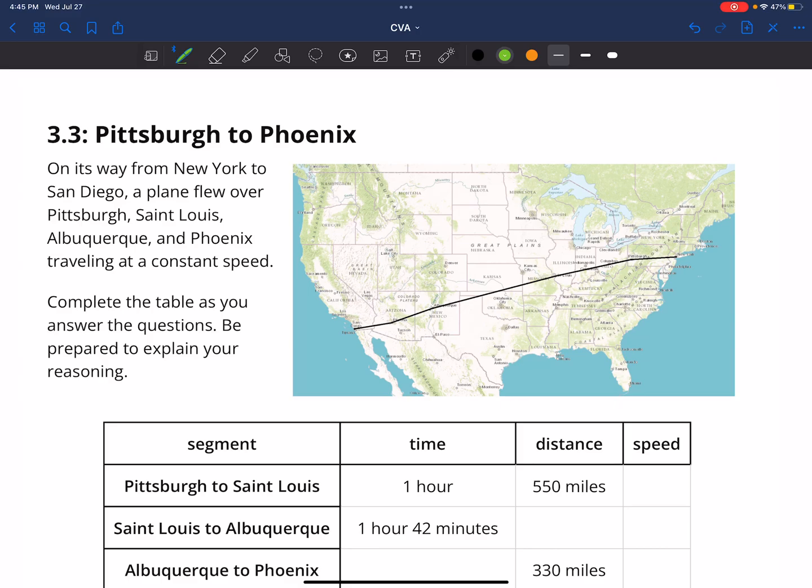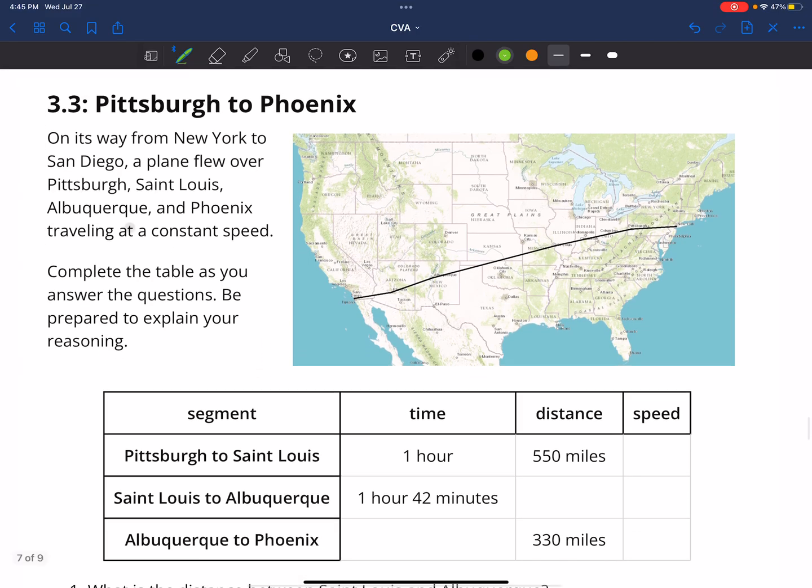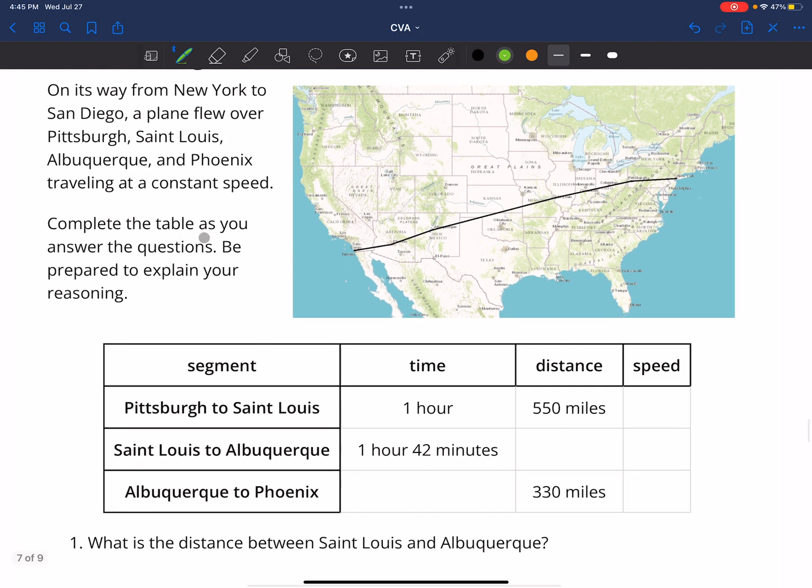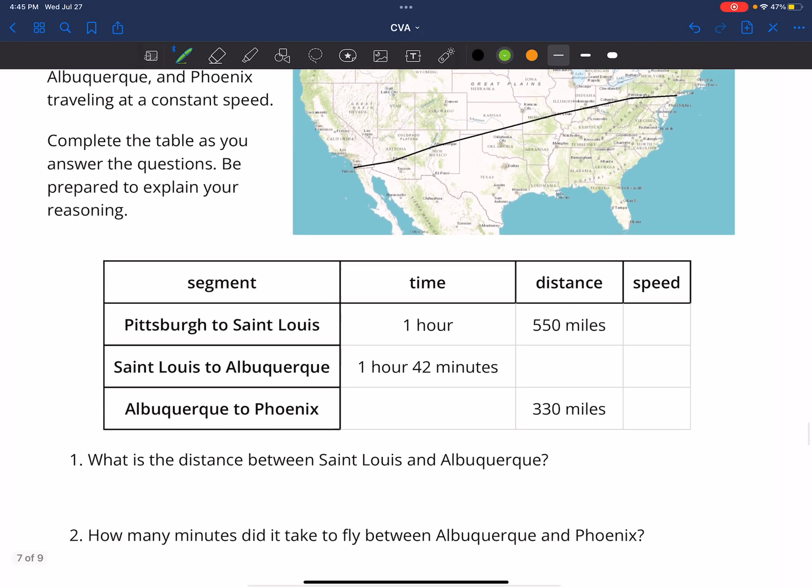All right, let's take a look at this problem right here. On its way from New York to San Diego, a plane flew over Pittsburgh, St. Louis, Albuquerque and Phoenix, traveling at a constant speed. Complete the table as you answer the questions. Be prepared to explain your reasoning.